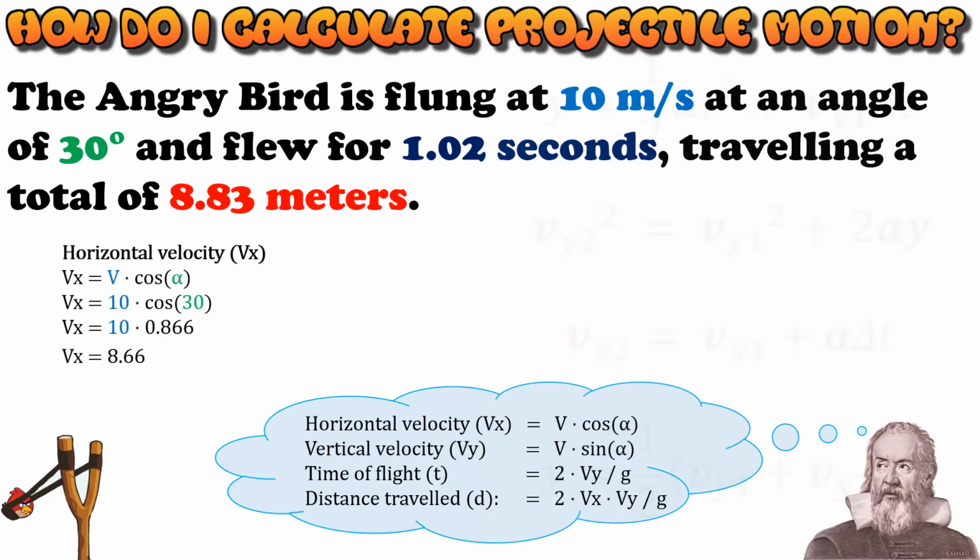First, we get the horizontal velocity, Vx, and the horizontal velocity is 8.66. Then we get the vertical velocity, Vy. The vertical velocity is 5.